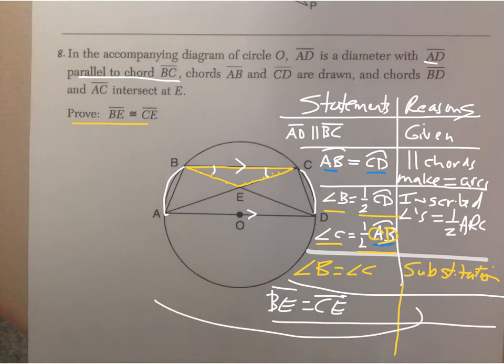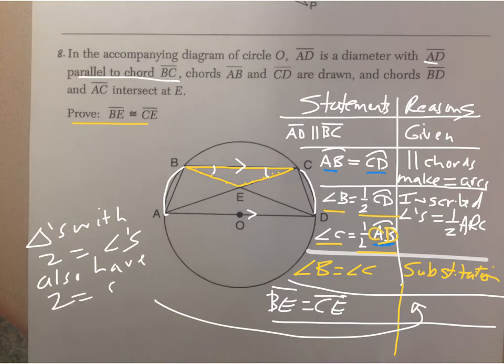So the reason right there could be triangles with two equal angles also have two equal sides. Like I said, a very different proof than what we are typically accustomed to.